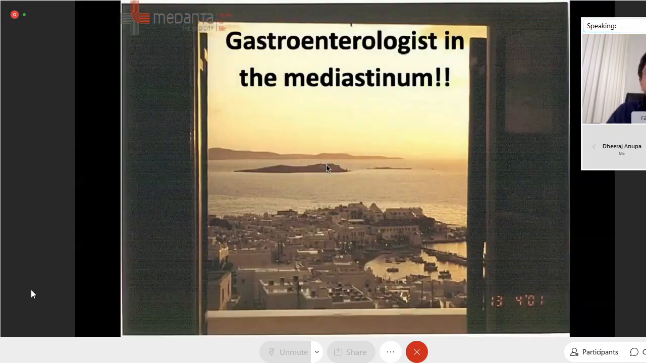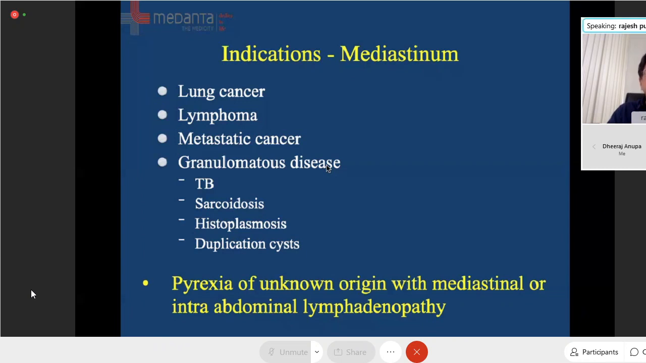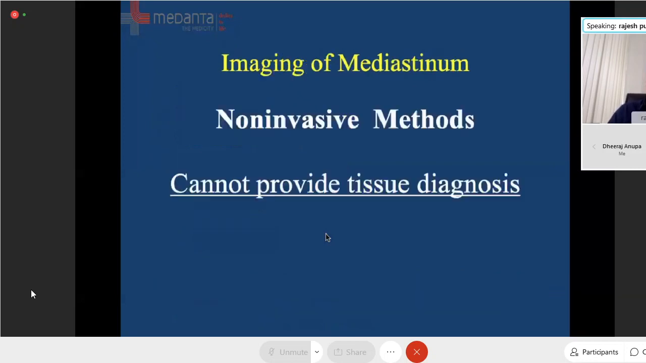And the most important indication of endoscopic ultrasound is lung cancer or mediastinal lymphadenopathy of any cause. In our country, tuberculosis is the commonest cause. We can take FNA. Earlier, imaging of the mediastinum was done with non-invasive methods like CT scan, PET scan, or MRI, but they cannot give the tissue diagnosis.